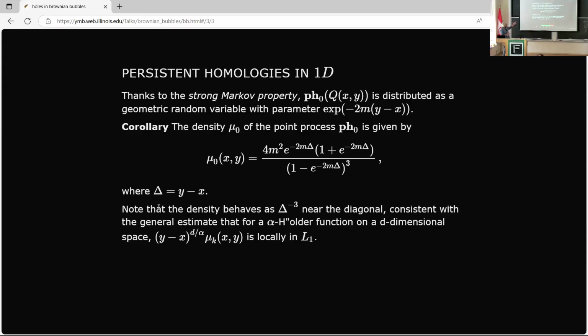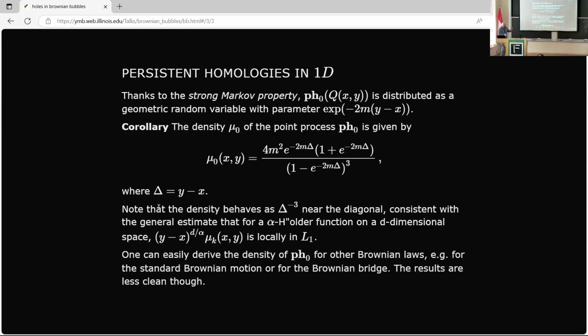In our case, Brownian motion has Hölder parameter one half in one dimension, and 1 divided by one half is 2. So it is delta to the minus 2 times delta squared, which should be barely integrable. That's exactly what you would expect. So anyway, delta to the minus 3 is what you would expect. It's what you get, which is nice. Anyway, so dimension 1 is easy.